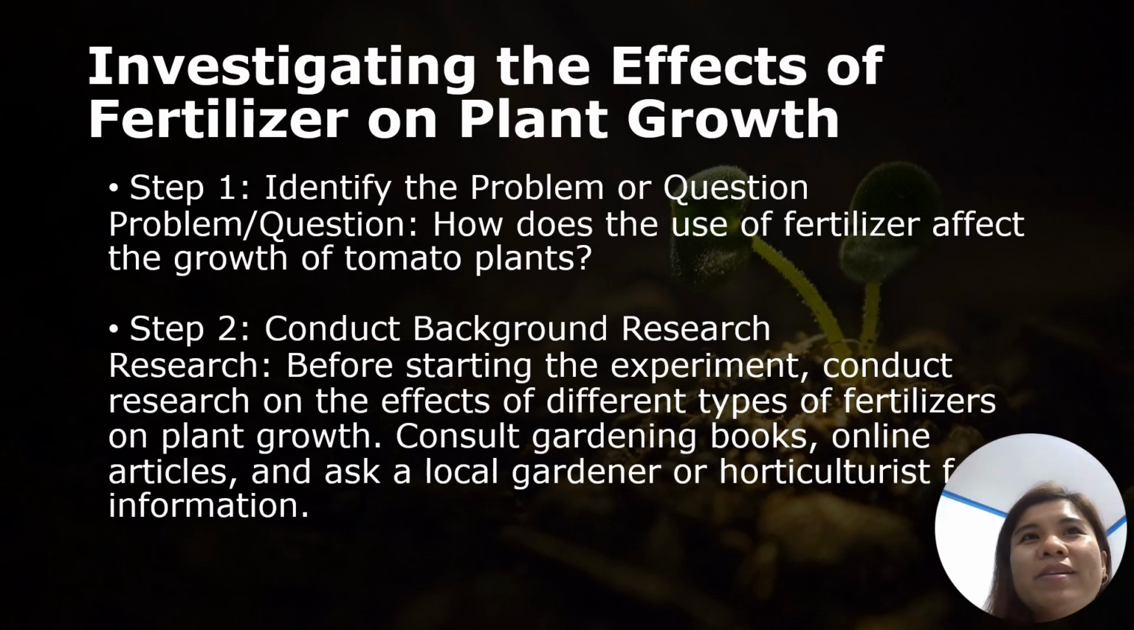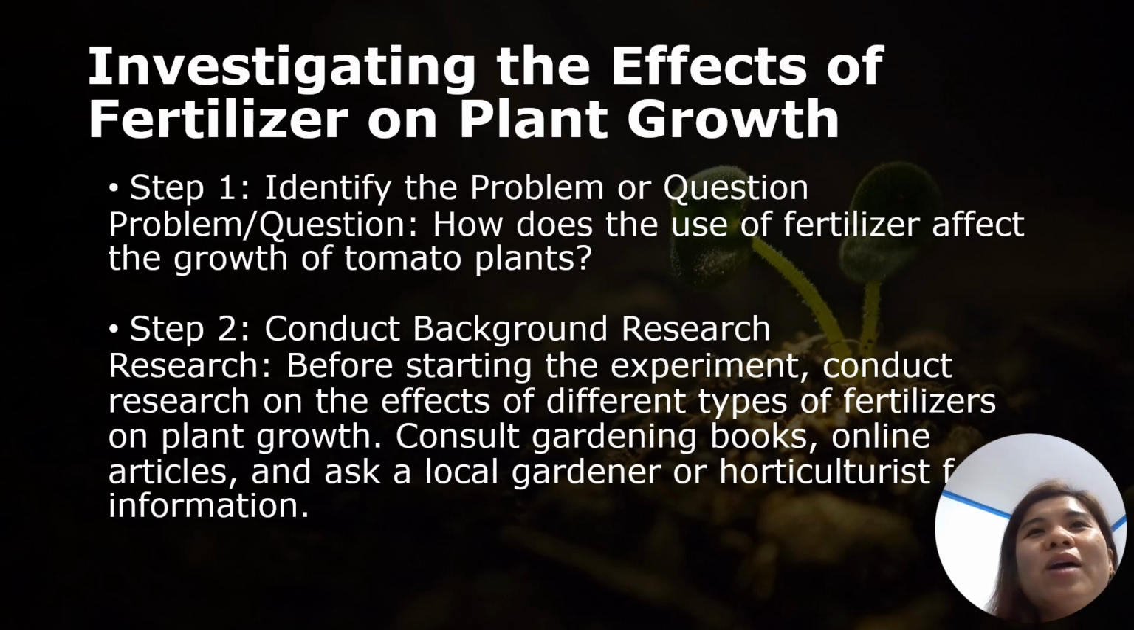So step 1, identify the problem or question. So your problem or question should go like this. How does the use of fertilizer affect the growth of tomato plants? Again, it should be, how does the use of fertilizer affect the growth of tomato plants? So take note, the title of our scientific investigation is Investigating the Effects of Fertilizer on Plant Growth. You can mention any other type of plant besides tomato plants.